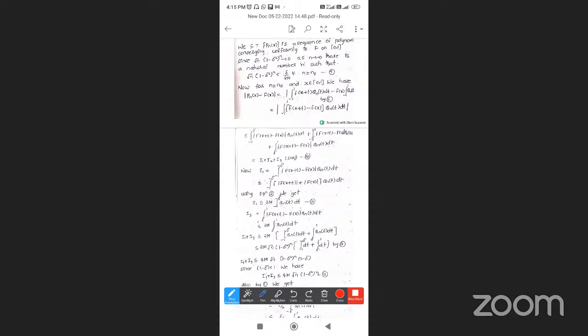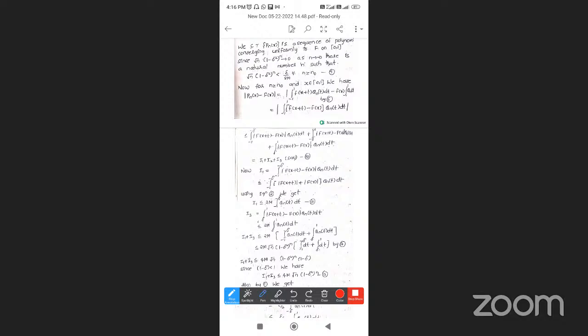So I1 is clear. What is I3? Since f of x is a bounded function, I3 is less than or equal to 2m times the integral from delta to 1 of Qn of t dt. So I1 plus I3 is at most 2m times the integral from minus 1 to minus delta of Qn of t dt plus the integral from delta to 1 of Qn of t dt. 2m root n, 1 minus delta squared whole power of n, times the integral from minus 1 to delta dt plus the integral from delta to 1 dt, by the 7th equation.